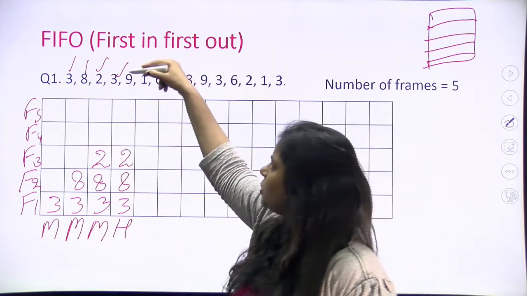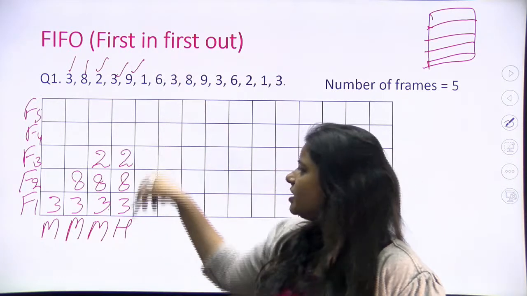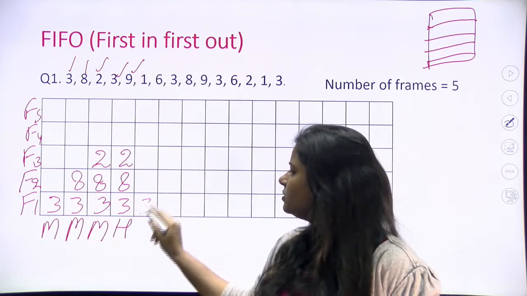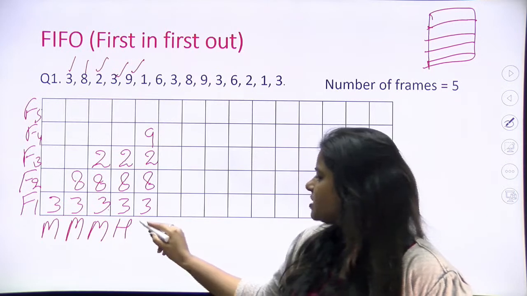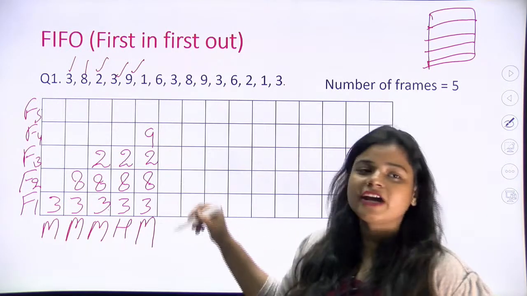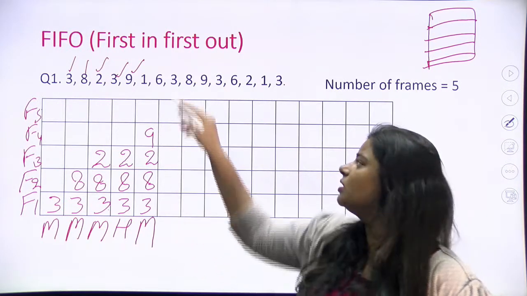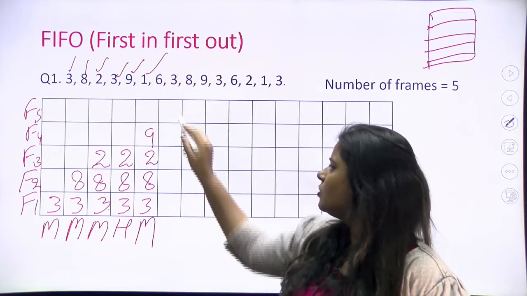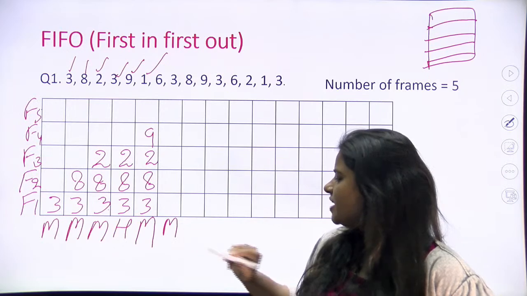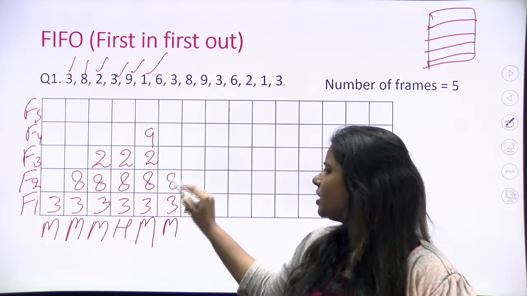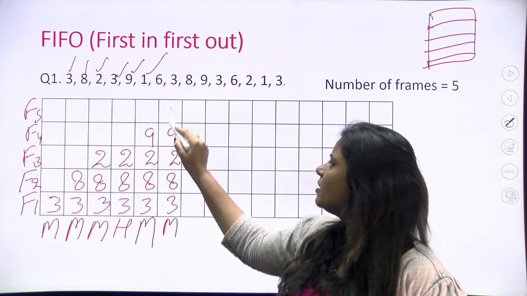Now I am having the request of 9. 9 is not present inside the main memory, so it is a page miss again because 9 was not present inside the main memory. Now I am having 1. 1 is not present inside the main memory. Again it is a page miss. 3, 8, 2, 9 and 1.